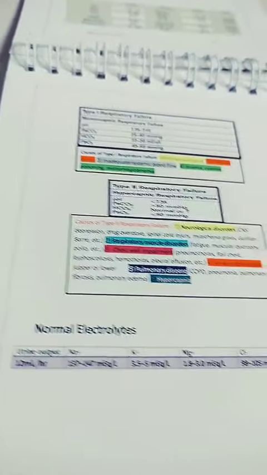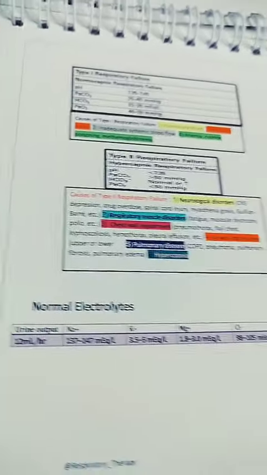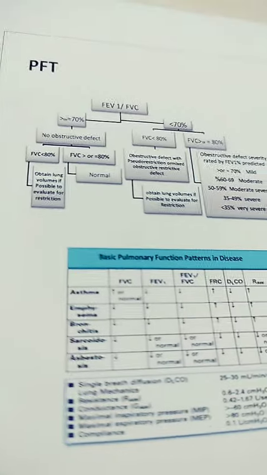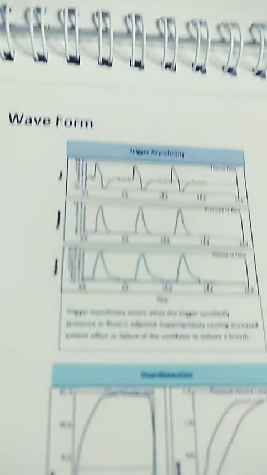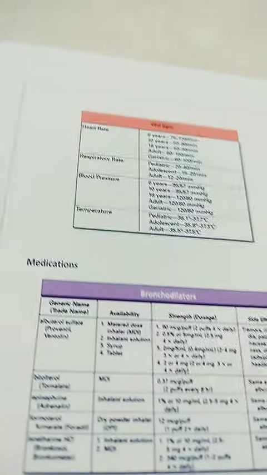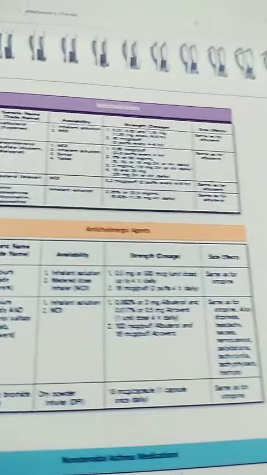On page 12, respiratory failure, type 1 and type 2, and the causes for each of them, and the normal electrolytes. On page 13 to page 16, there is information about PFT and ventilatory assessment. On page 17, vital signs and medications. On pages 18 to 19, medications.